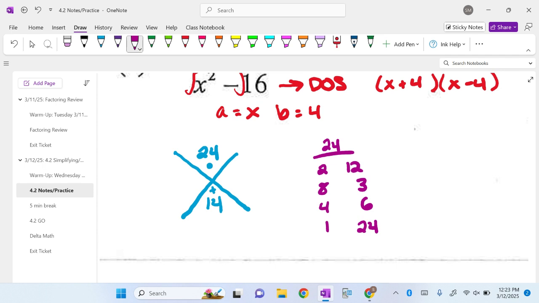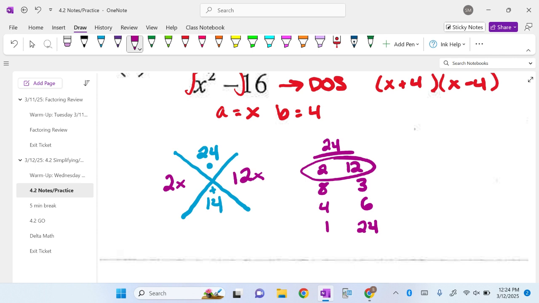All right. Which set could potentially add up to 14? 2 and 12. 2 plus 12 is 14. So those are our factors we're going with. So I'm going to put 2 here, 12 here. And then remember, we're going to put x's after them because that's what's going to replace the 14x.